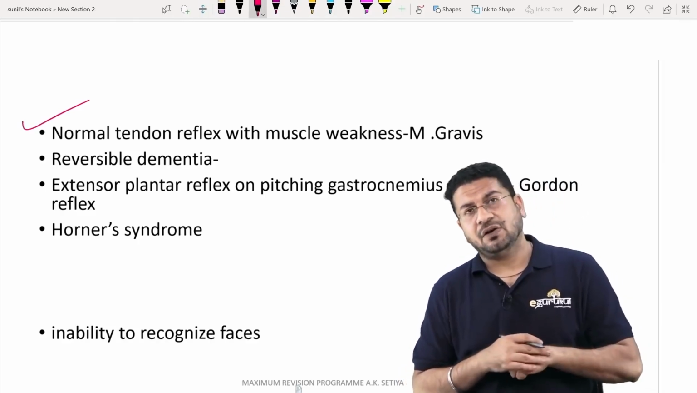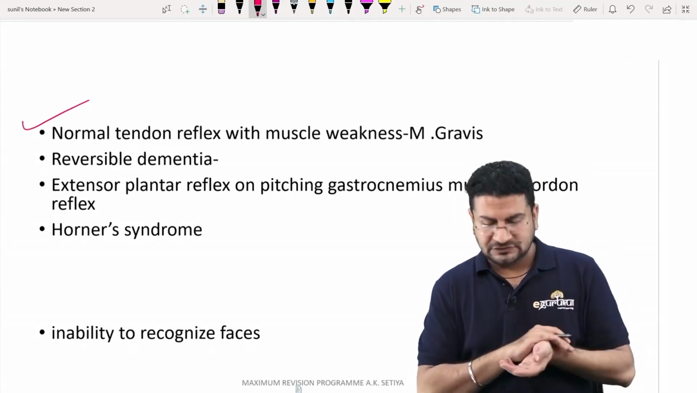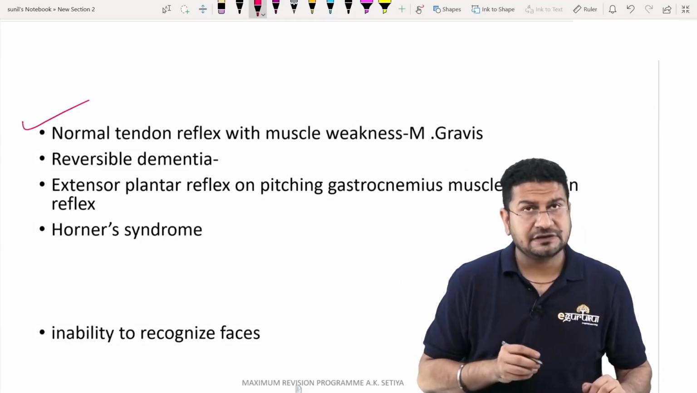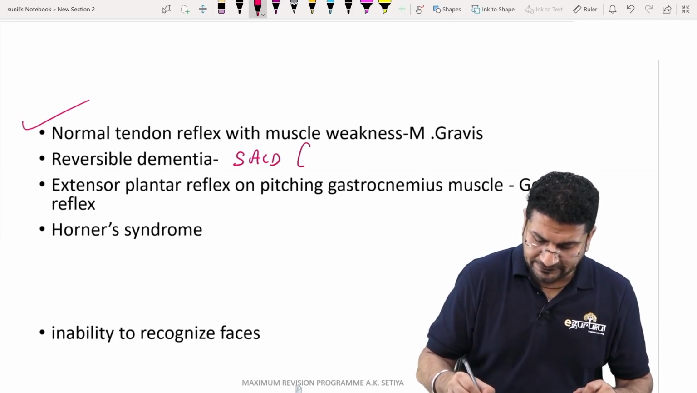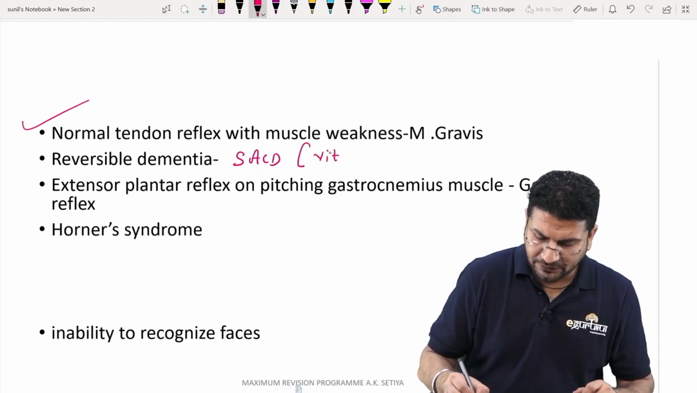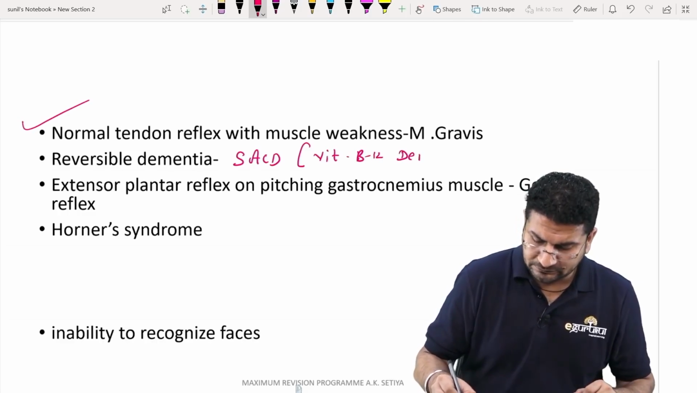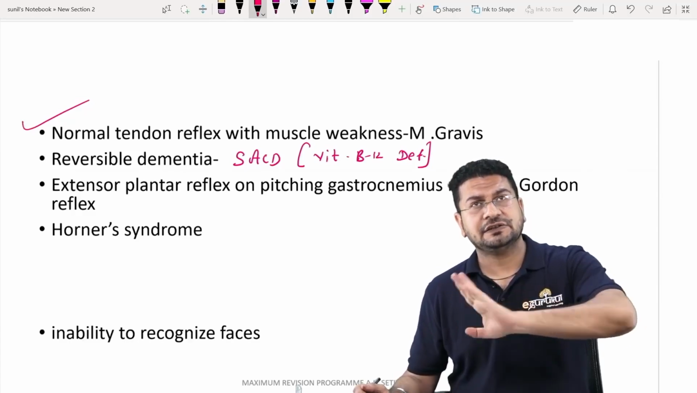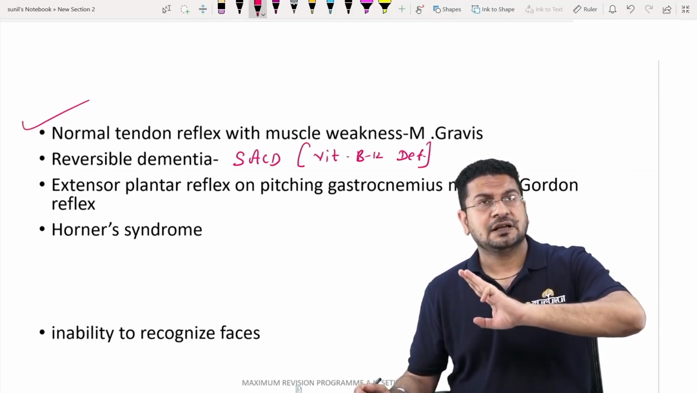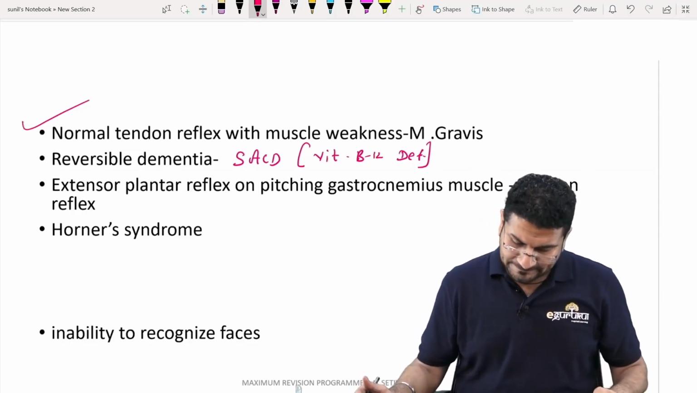Reversible dementia, remember all the vitamin deficiency, hormonal deficiency like hypothyroidism. All these vitamin deficiencies are reversible. One example I am writing is this MCQ that came in exam, SACD. SACD is subacute combined degeneration of spinal cord, that is due to vitamin B12 deficiency. So when you give B12, it may reverse. Alzheimer, Parkinson, neurodegenerative disease, Huntington, Lewy body, Pick's disease, these are neurodegenerative diseases, these are always irreversible.